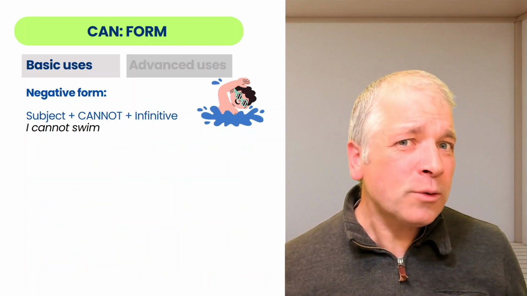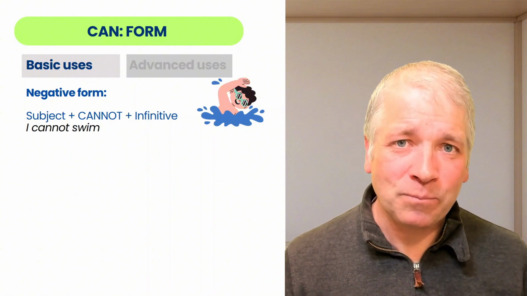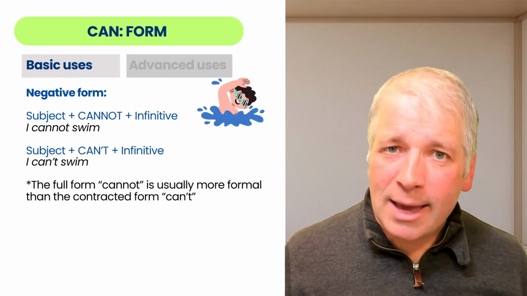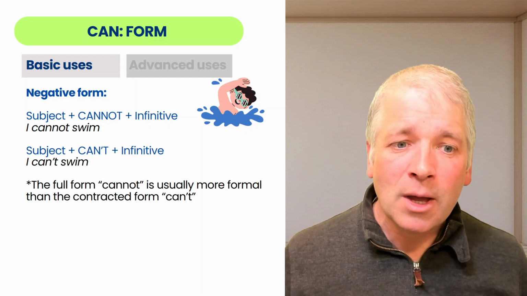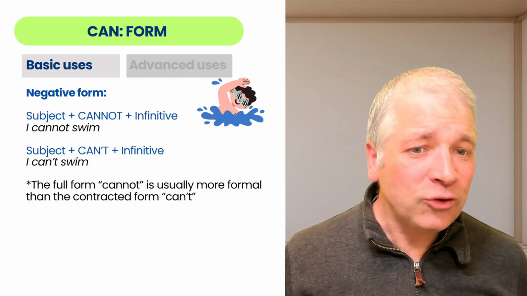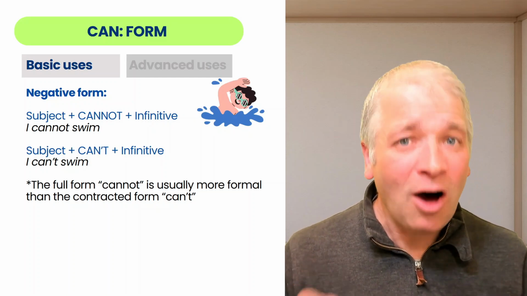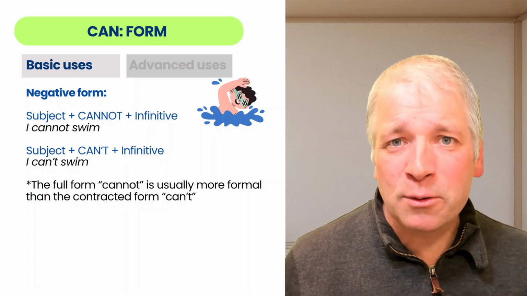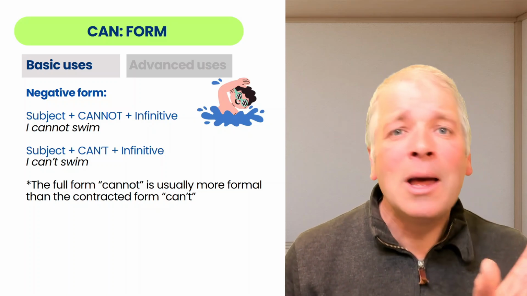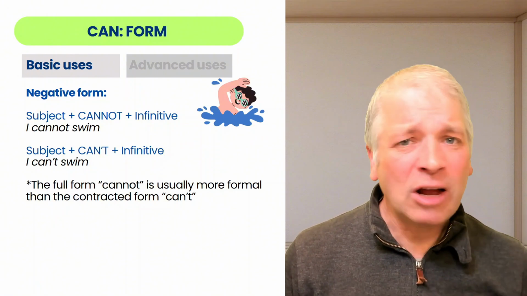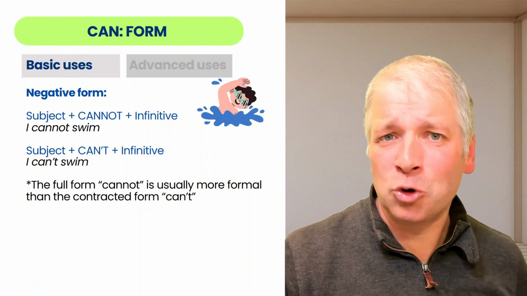It's important to also know the negative form here. We could say, I cannot swim, and we could also say, I can't swim. The full form cannot is usually more formal than the contracted form can't. So be aware of when you're using it. If you're in a formal situation, maybe the full form cannot would be better. Informally, in general conversation, can't is much more normal.